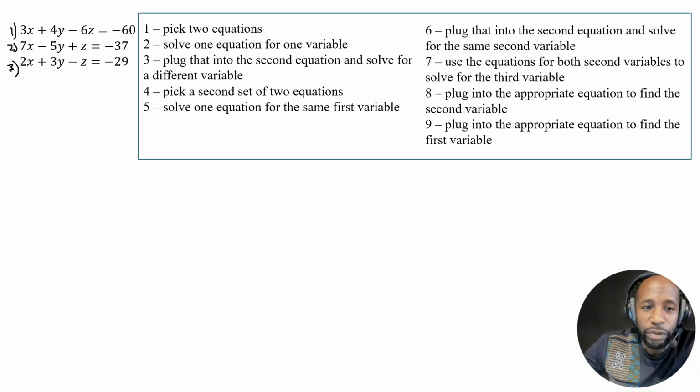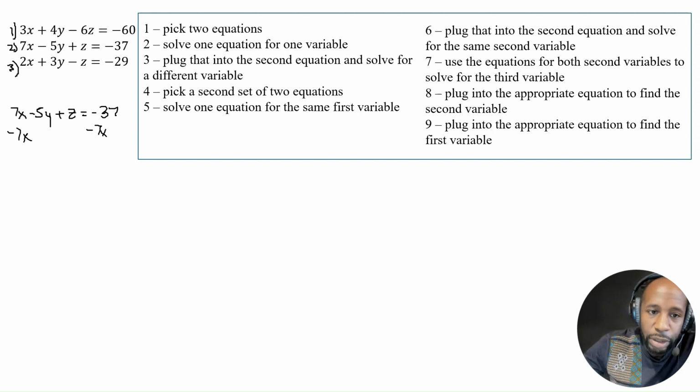So if you have 7x minus 5y plus z equals negative 37, we're going to move these two to this side so that z is by itself. Move that by subtraction, move this by addition. Those cancel. So z equals negative 7x plus 5y minus 37.